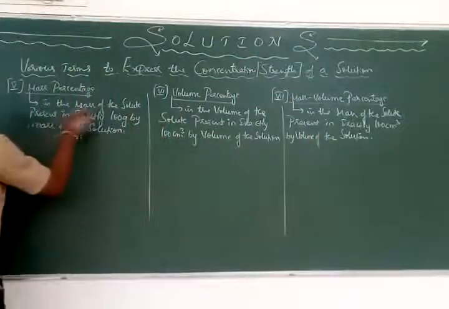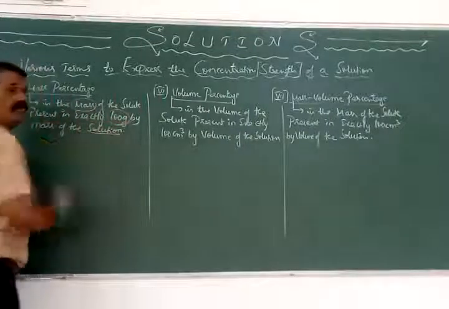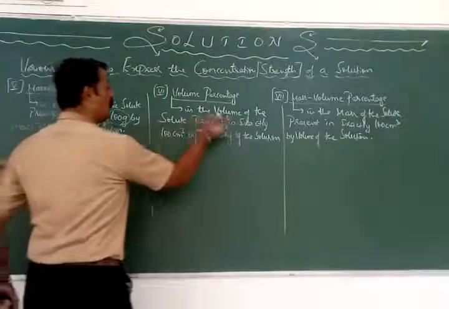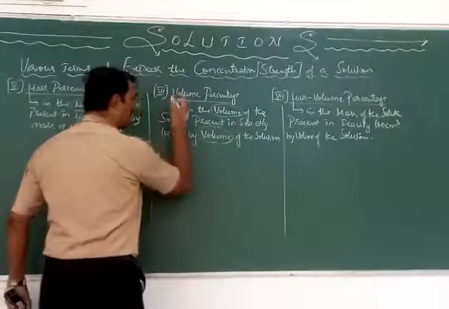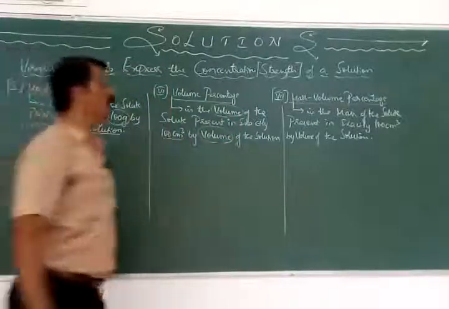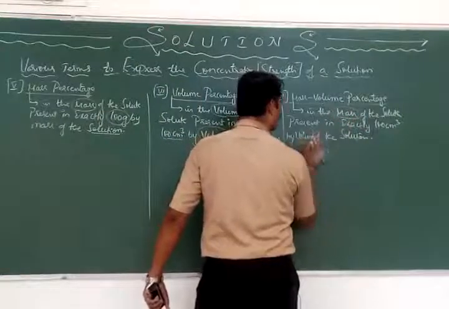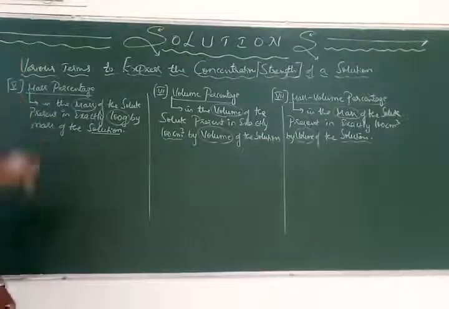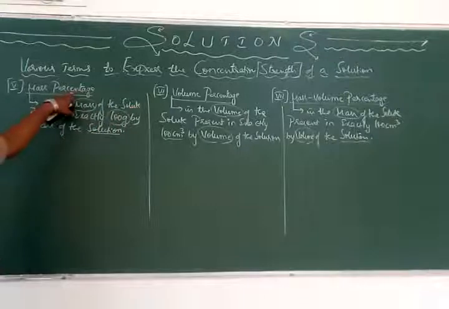Observe the difference here. This is mass, this is mass. Both are in mass, that is what is called mass percentage. This is volume, this is also volume. That is what is called volume percentage. But here, solute is in mass and the solution is in volume. That is what is called mass volume percentage. But in every case it is 100, 100, 100, it is referring to which one?